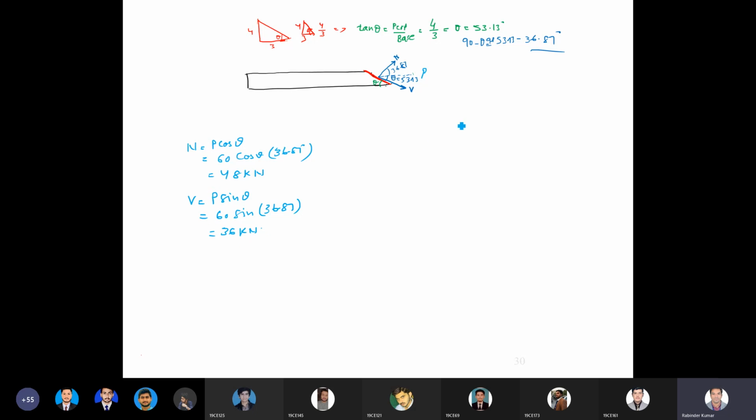So now the force is given to us. We know that normal stress is equal to normal force divided by area, and shear stress is equal to shear force divided by area. This is denoted with sigma, and this is denoted with tau. So this is what we know. Now we know the force. What should be the area? How should I find the area?